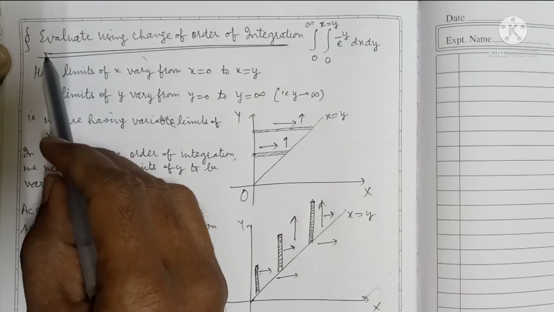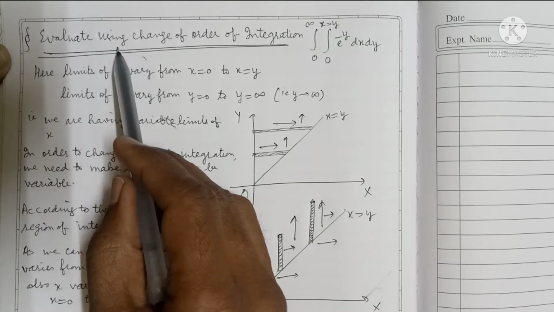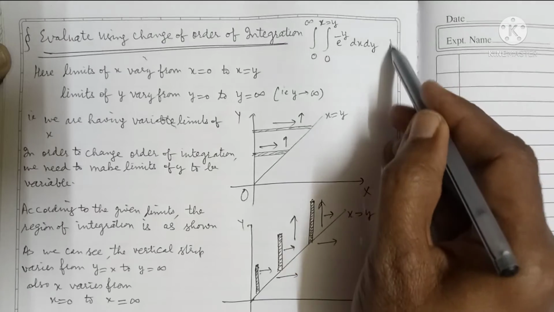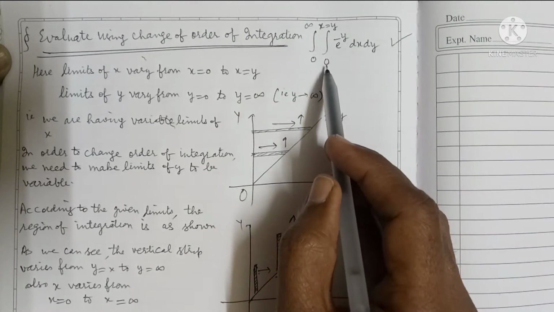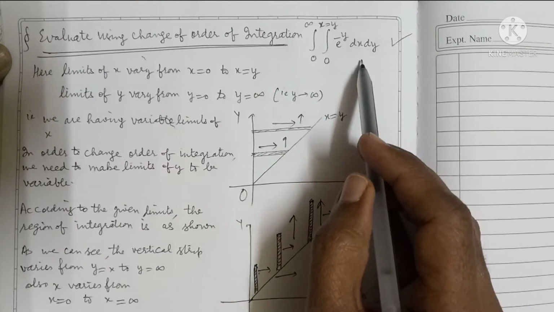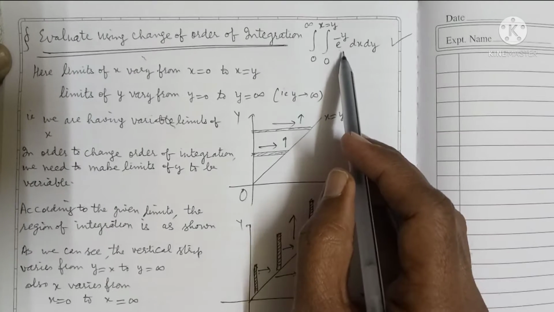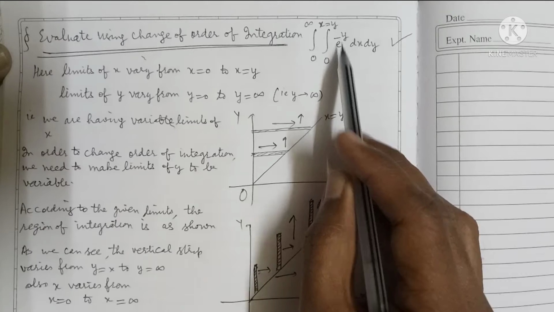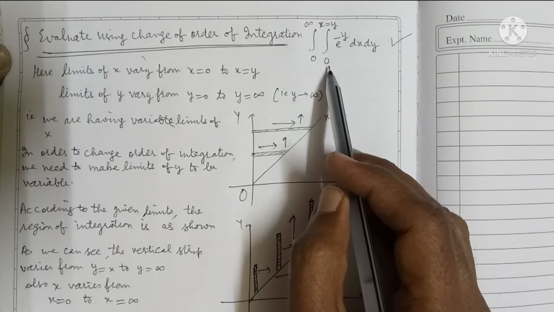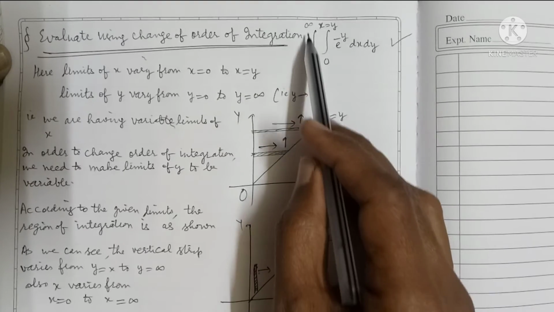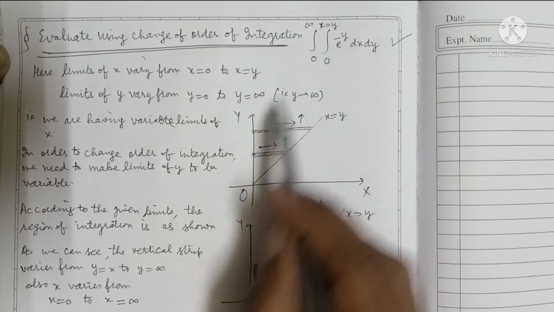As you can see the statement, evaluate this integral using change of order of integration. We are given the integral. It is in two variables. The integrand is e raised to the power minus y, and the limits of x are from 0 to y. The limits of y are from 0 to infinity, right?